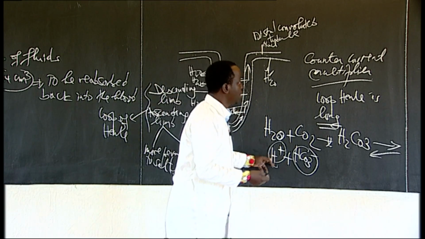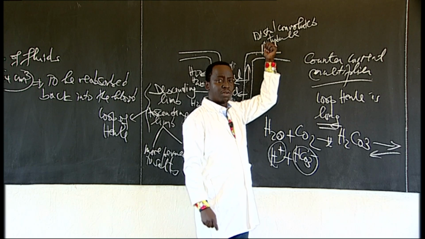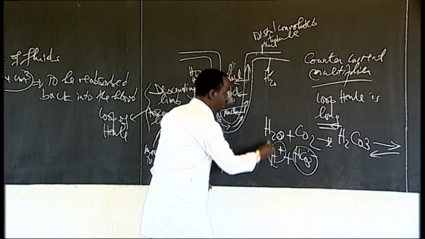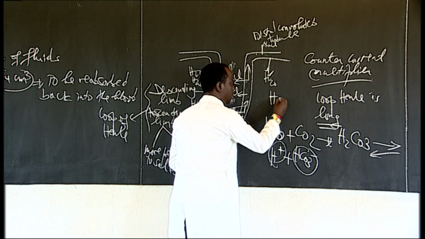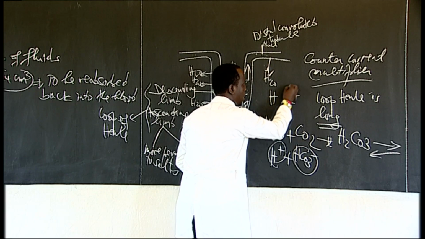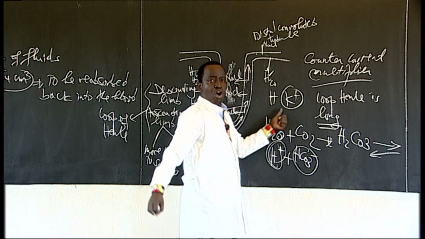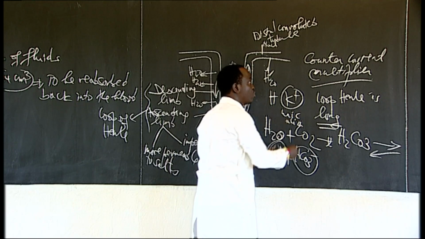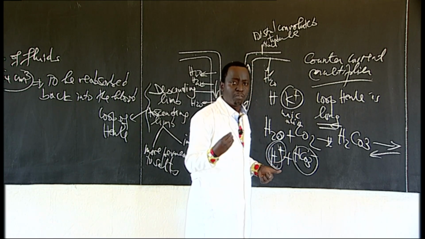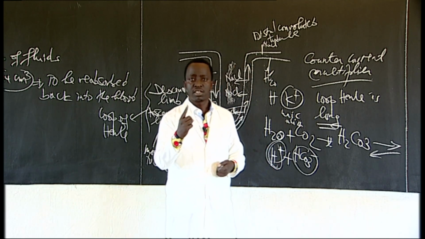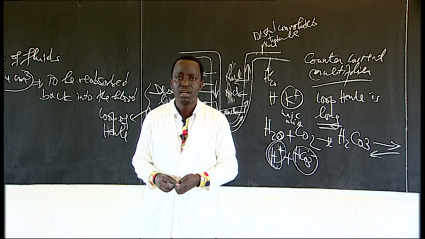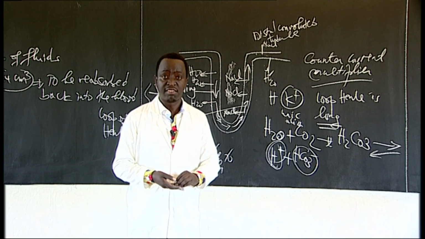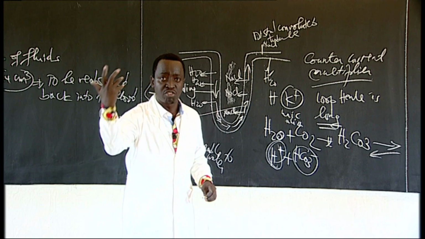Then secretion can also happen, where we have potassium ions, or even uric acid. Uric acid is also going to be secreted. Remember, uric acid is formed from the breaking down of nucleic acid. Even some urea is going to be formed.